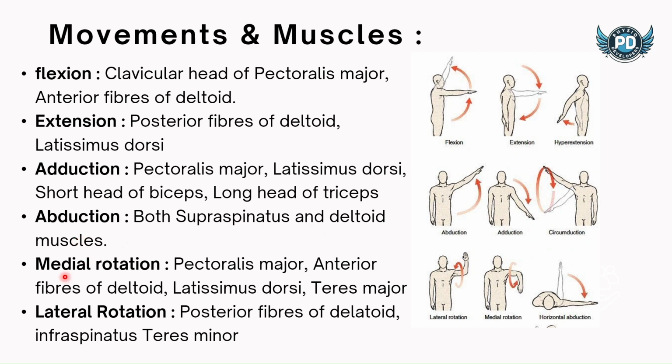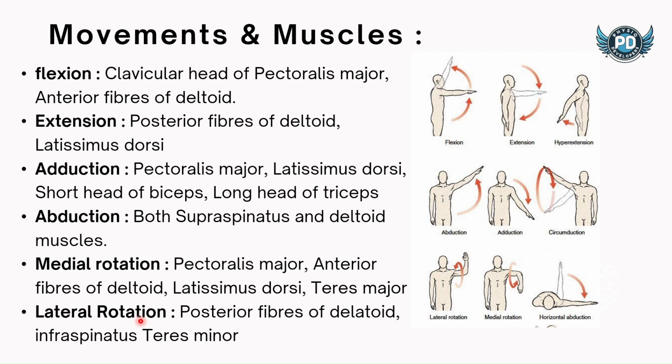Coming to the medial rotation. Medial rotation is produced by the muscles pectoralis major and anterior fibers of deltoid, latissimus dorsi, teres major. These are the four muscles which produce medial rotation of shoulder joint. This is the medial rotation of shoulder joint.